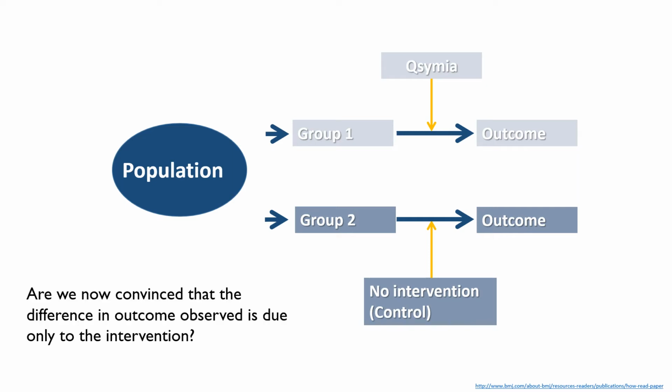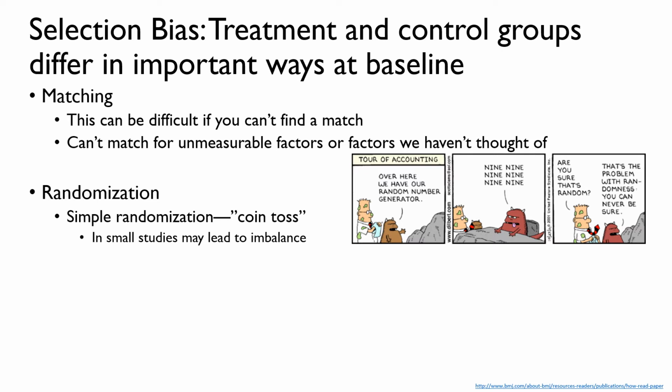Now can we say that the outcome we observe with Casemia is the truth, right? Can we rely on this? Well, what if these groups differed in ways that were important for the outcome, right? Maybe the Casemia group was healthier, right? Maybe they took better care of themselves. So here we're talking about selection bias. So selection bias refers to differences in the treatment and control groups that are important for the outcome. So these treatment and control groups differ at baseline in ways that are relevant for your outcome.